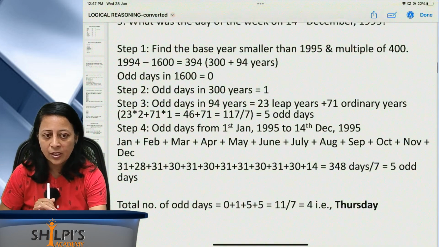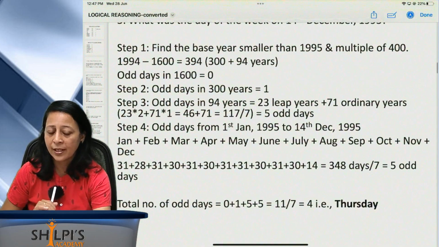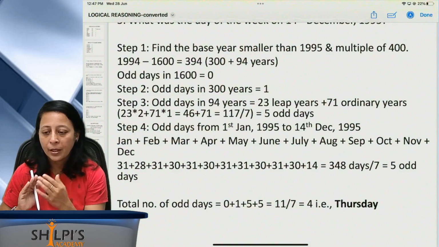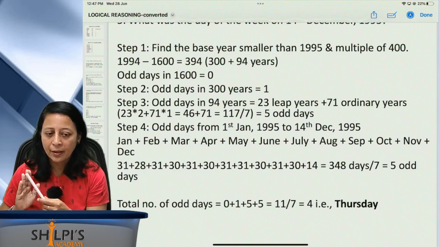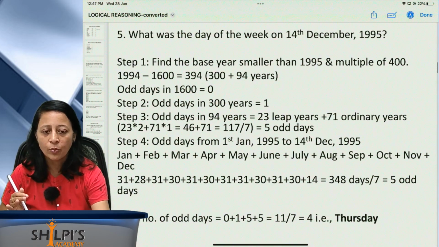Now, exactly what date did they ask for? They asked for 14th December 1995. So the years are over, and now let us come back to the months. The completed months are up to November, and in December it is 14 days.